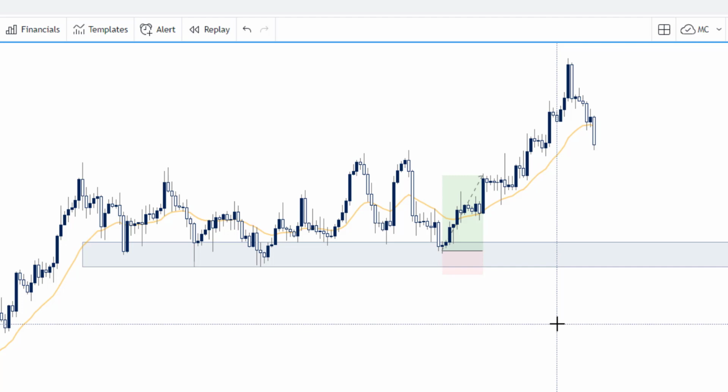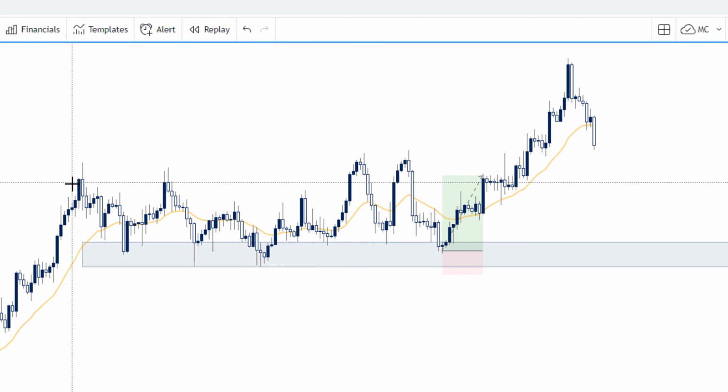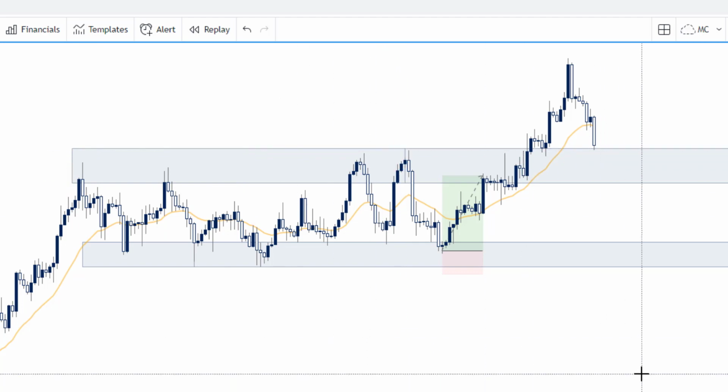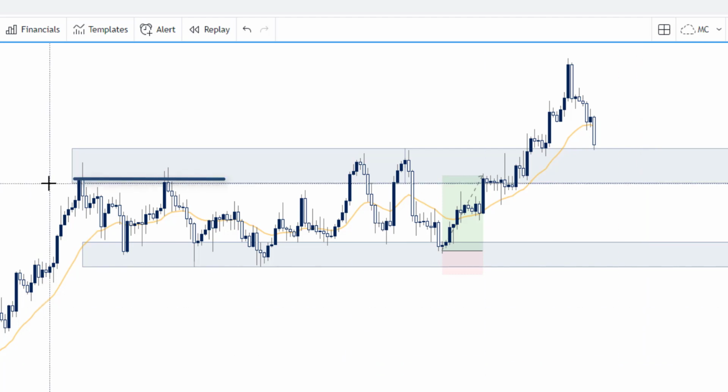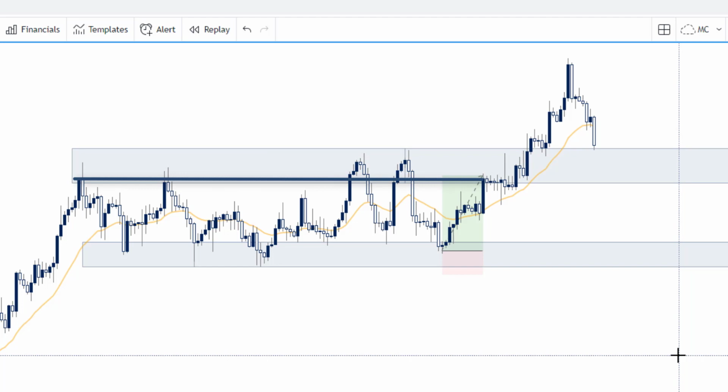And in terms of target, if we look at this structure, same thing as with the support zone. If we draw the resistance here, you can see where all the rejections came in. So again, they target the highest probability target area with this trade, meaning that this is the highest probability area of getting hit. Whilst if you go for these highs over here, you do not know if price will make it there. So in my opinion, this is the highest probability take profit area to get hit on this trade.